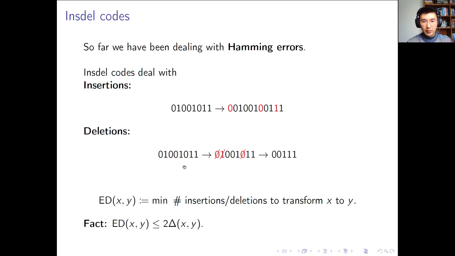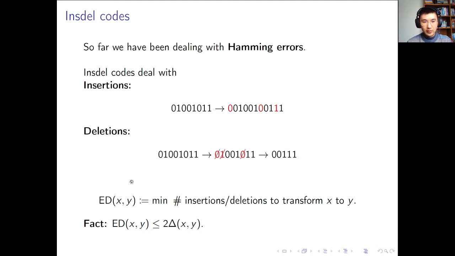Deletions are errors of the following form. One could take out some bits of the original string and push the rest of the bits together to form a shorter string. This step in the middle is behind the scenes, and we only get to see the final output.